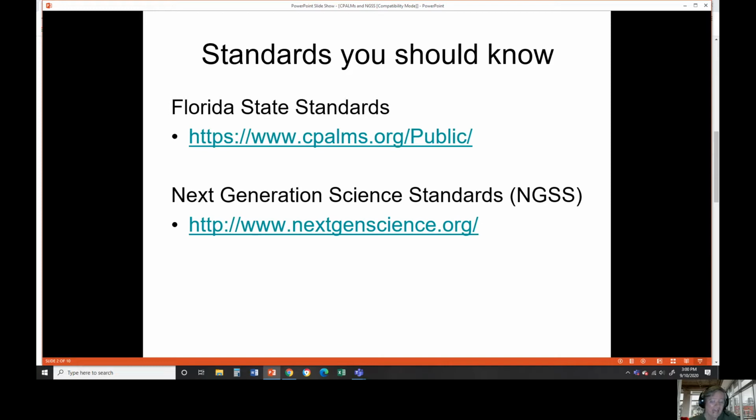Or they could also ask you, how does what you're doing address the standard that you say it's addressing? These are skills that you're going to have to develop as a teacher, to show what it is that you're doing and how it addresses the standards.